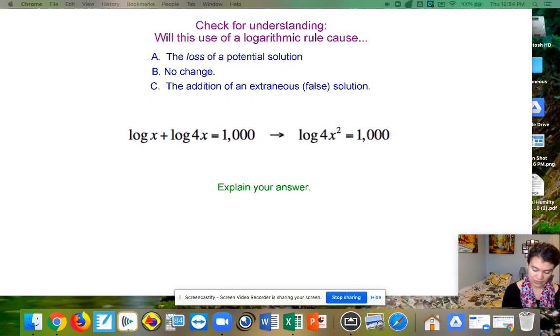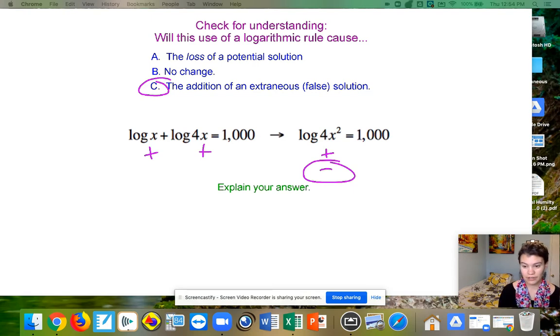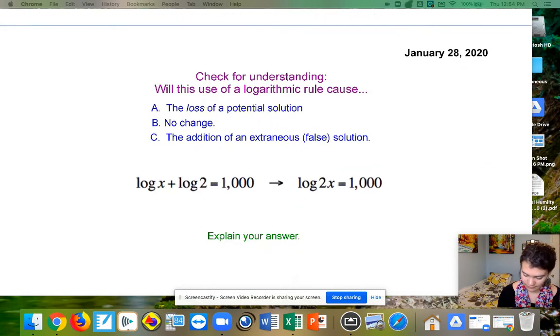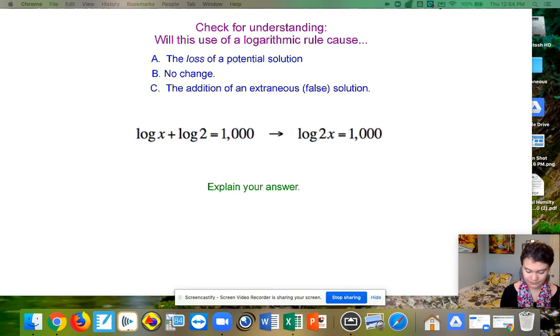Same question for this one. This one is you gained an extra solution because you have a positive here, but when you multiply them together, now you have an x squared. So now I can plug in positive numbers or negative numbers, so I added on this negative number right there. Last one. This one is no change, so I can plug in positives. I can still only plug in positives. I can't plug in negatives for this one.